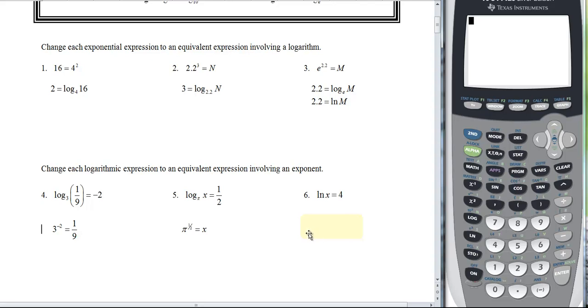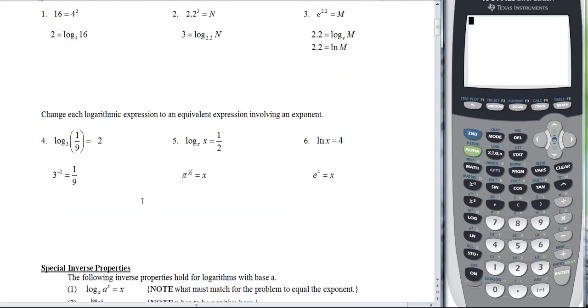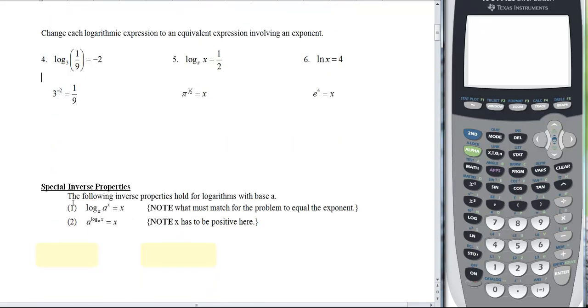That's sort of pretty. This one, remember what the base is if you see ln? The base is e. If you don't remember, look at your calculator. Here's ln. There's my base right there. So e to the 4th equals x. Now if this had been log, then my base would have been 10. See, there's special inverse properties.